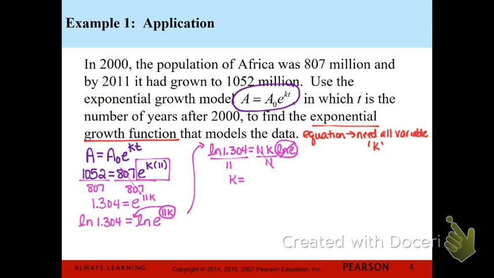So what is the natural log of 1.304 divided by 11? 0.024.